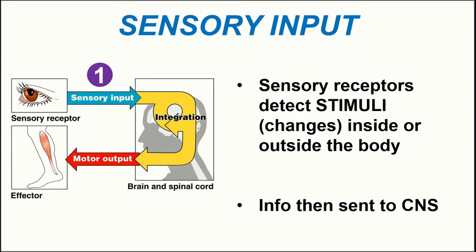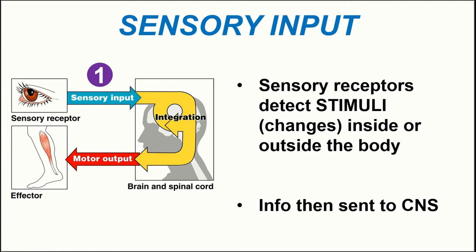So the body has millions of sensory receptors, and it's their job to detect stimuli or changes that are occurring either inside the body or outside of the body. And then this sensory information is sent to the central nervous system for interpretation and processing. So really sensory input, all its job is doing is telling the central nervous system that a change has occurred. It's up to the central nervous system to actually decide what to do about that stimulus or that change inside or outside of the body.